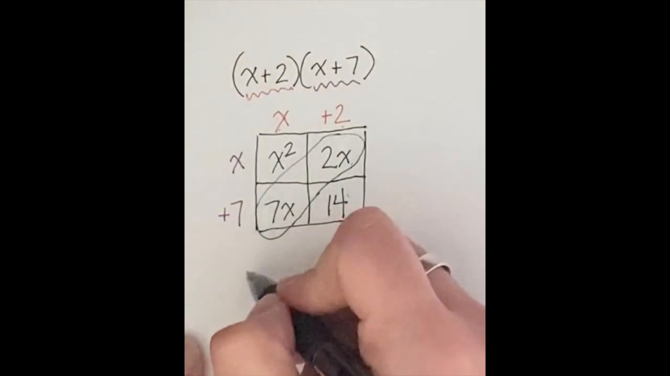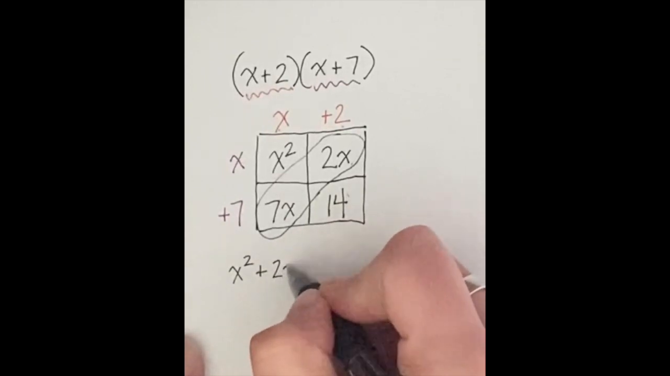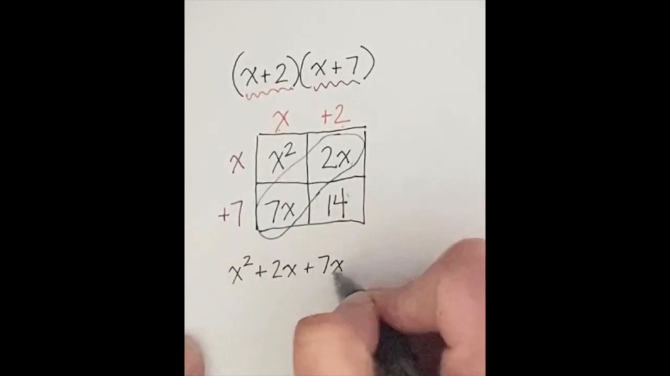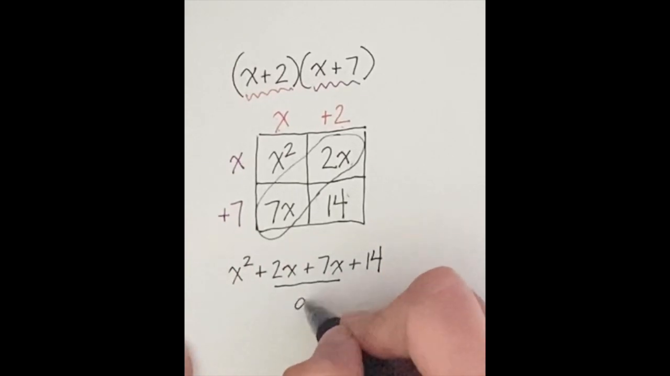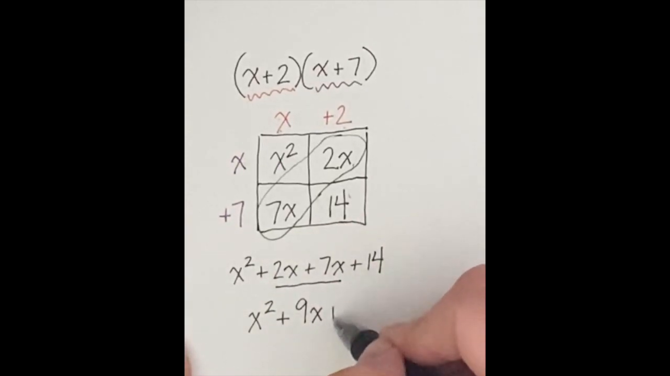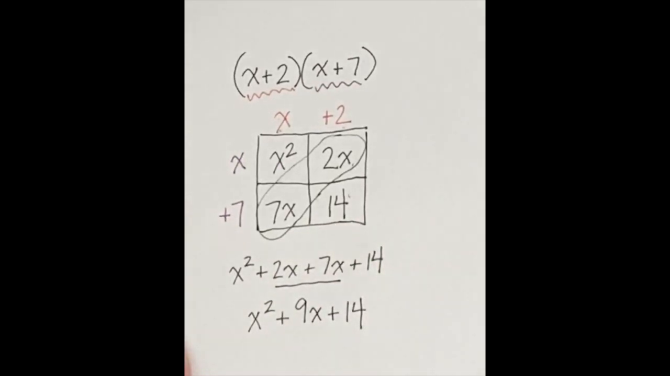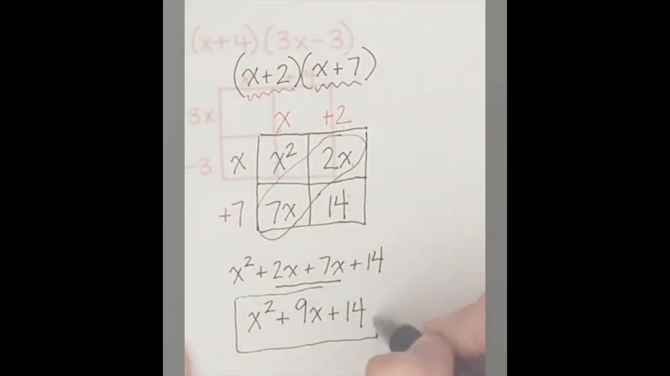So I'm just going to write this out so you can see my thinking. So I've got an x squared plus 2x plus 7x plus 14. Remember, we said here are some like terms. 2x plus 7x is a grand total of 9x. So we've got x squared plus 9x plus 14. There you have it. Final answer.